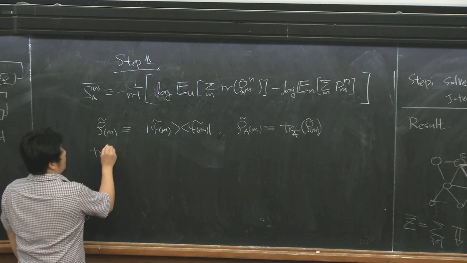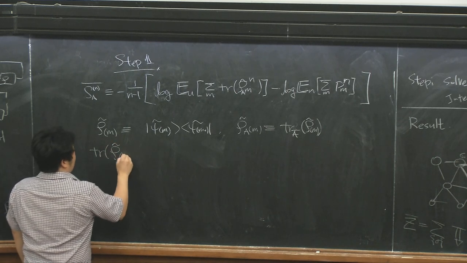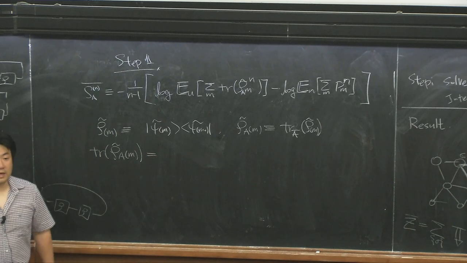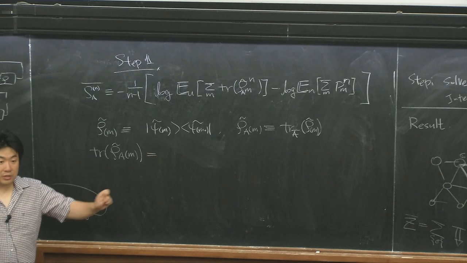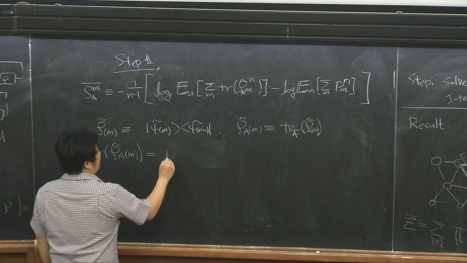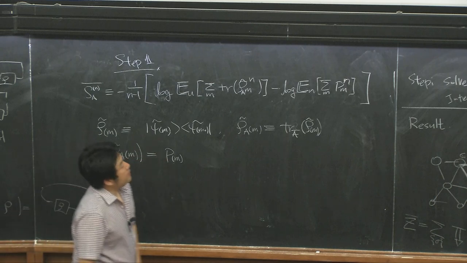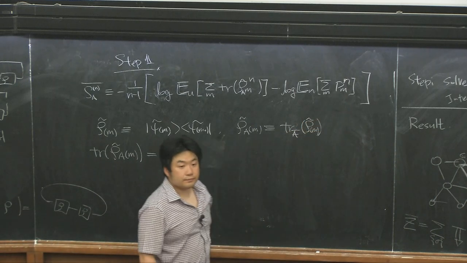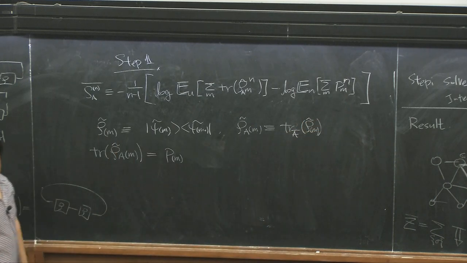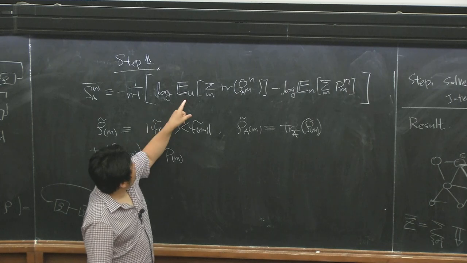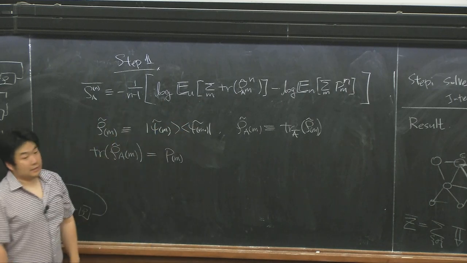So if you compute the trace of rho tilde A m, we obtain the probability of getting that particular measurement trajectory history, and that's what I'm going to write as P of m. And also that P of m is this P of m. And we are summing over all different measurement trajectories. And then we have averaging and the logarithm, and then normalize this quantity.